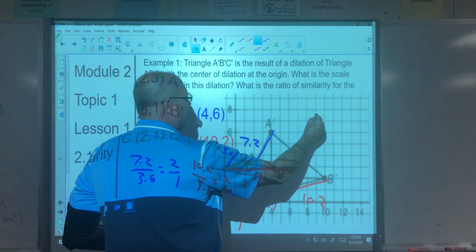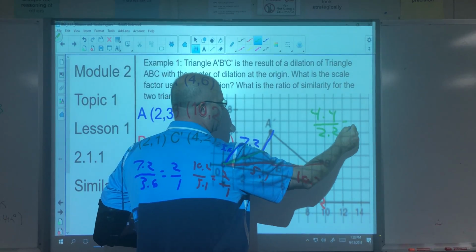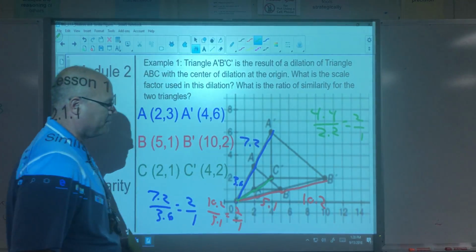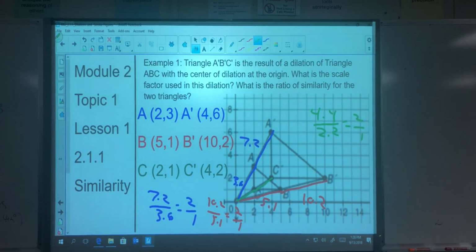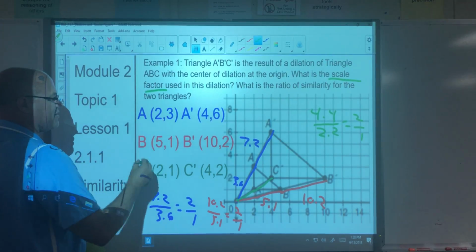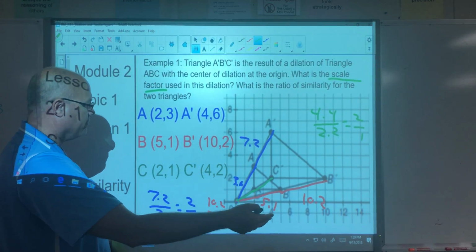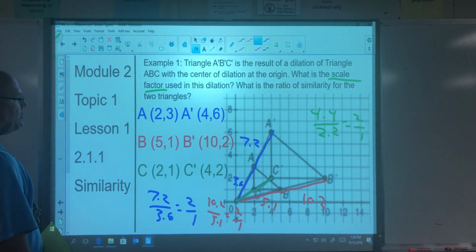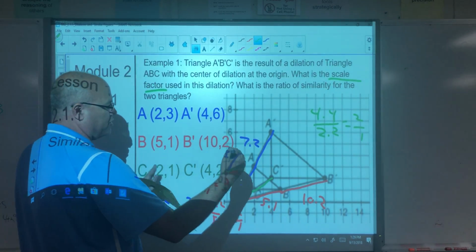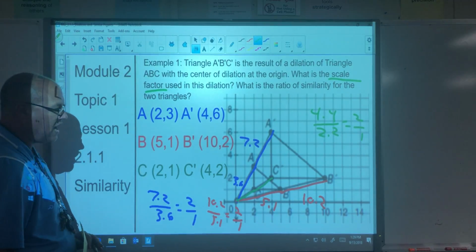So we have 4.4 over 2.2, which gives me 2 to 1. So when we talk about the scale factor, it is what are we multiplying the original by to get the new figure. When we talk about ratio of similarity, we're talking about two similar figures, and what's the ratio of their corresponding sides.